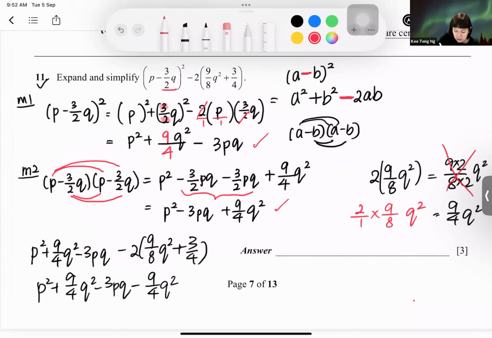Then next, negative 2 times positive, so you get negative. Again, this one is just also number 2 times 3 over 4. Just press the calculator, 2 times 3 over 4 directly. You get 3 over 2. And last but not least, I hate algebra. Simplify whatever that you need to simplify. I have Q square and Q square. The Q square, 1 plus 1 minus, becomes no more Q square. Then I have a negative 3PQ and a number negative 3 over 2.